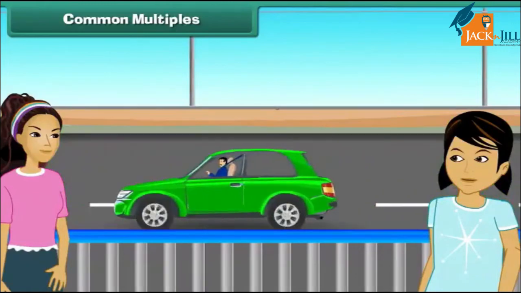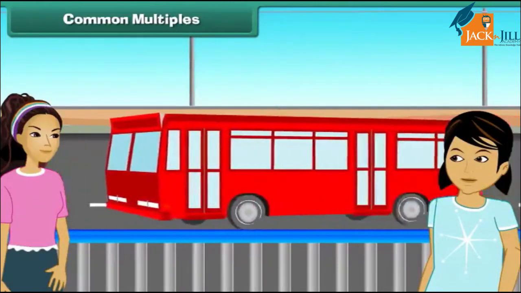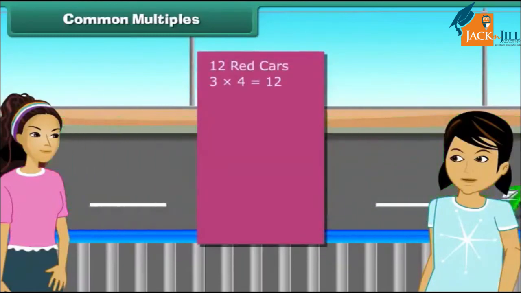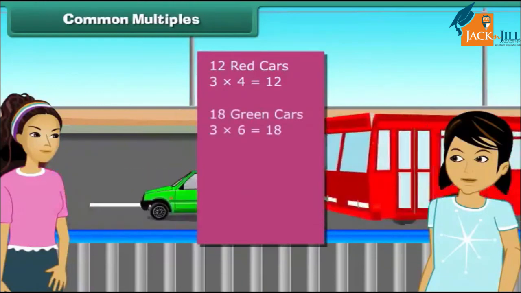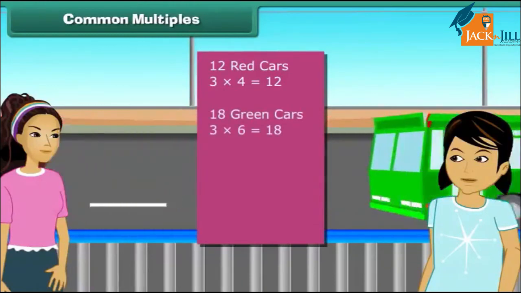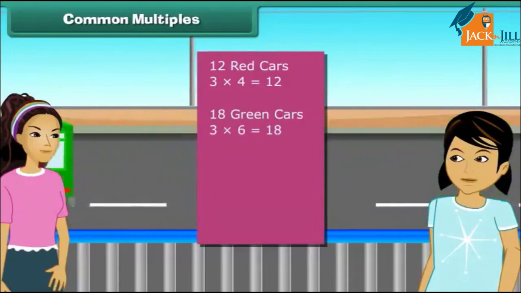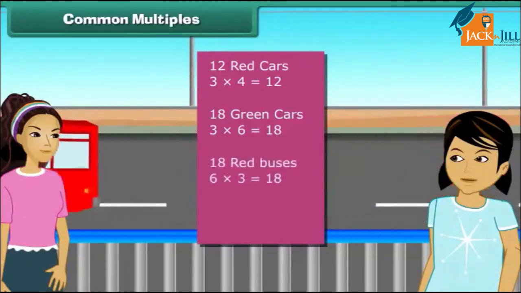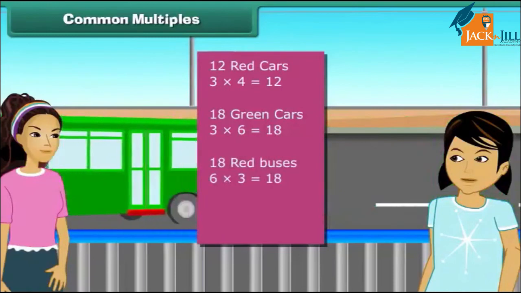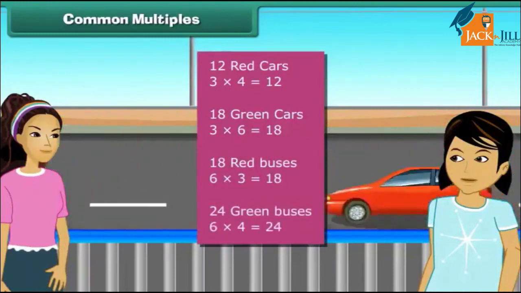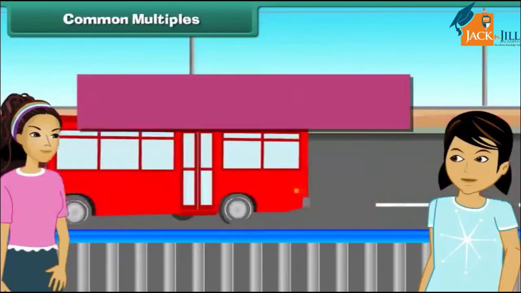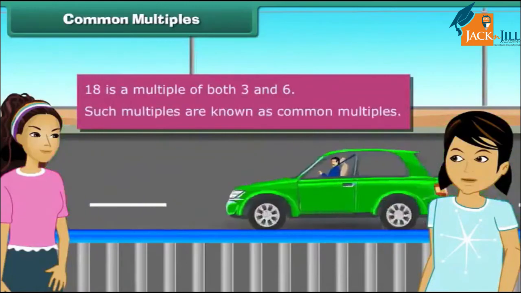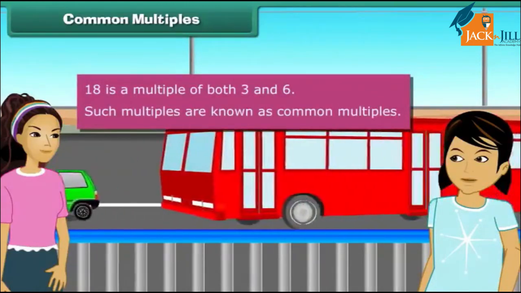Rima observes 12 red cars and 18 green cars. She expresses them as 3 multiplied by 4 is equal to 12, and 3 multiplied by 6 is equal to 18. Prerna observes 18 red buses and 24 green buses. She expresses them as 6 multiplied by 3 is equal to 18, and 6 multiplied by 4 is equal to 24. 18 is a multiple of both 3 and 6. Such multiples are known as common multiples.